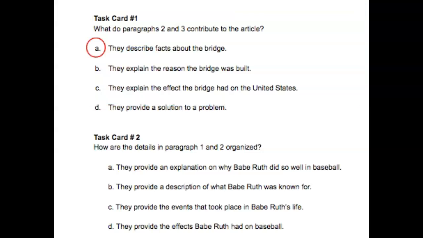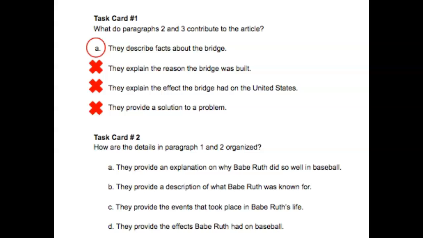They explain the reason the bridge was built. Did not explain the reason. They explain the effect the bridge had on the United States. They provide a solution to a problem. So it was not problem and solution, so it cannot be that one.